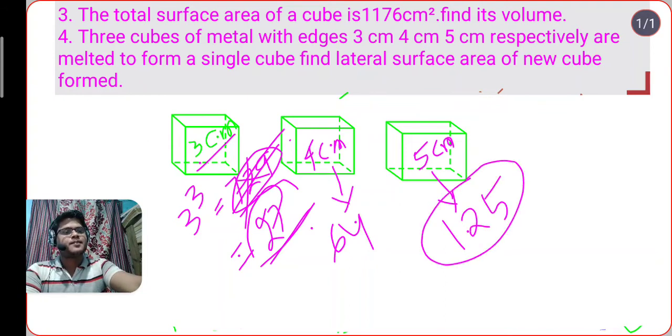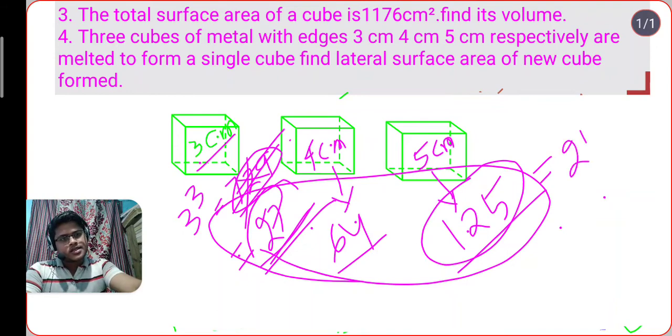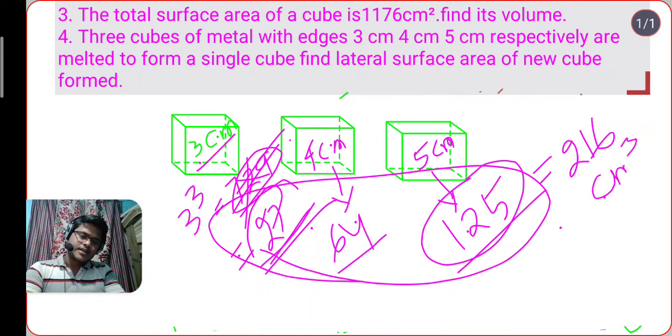Okay, so here what is the total volume? That is 64 plus 27 plus 125. By adding these three, we are getting the biggest volume. So after adding that, we are getting 216 centimeter cube.